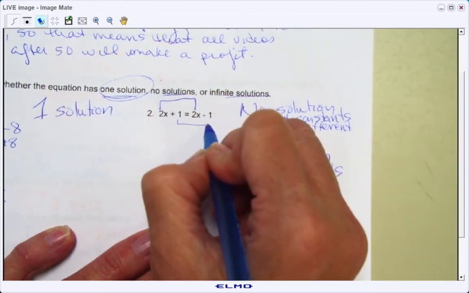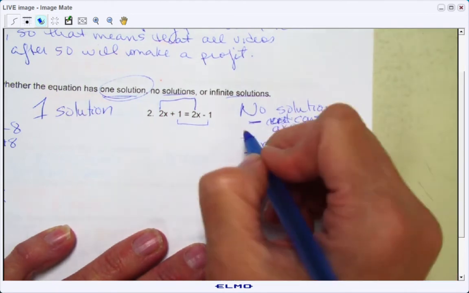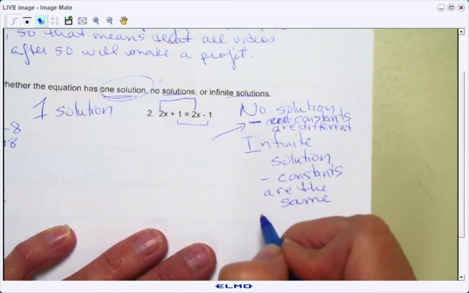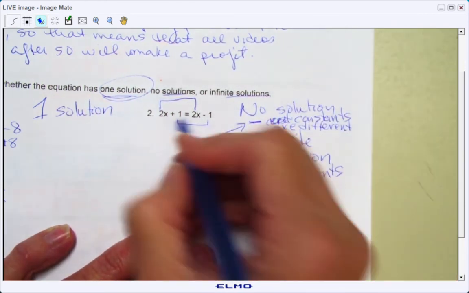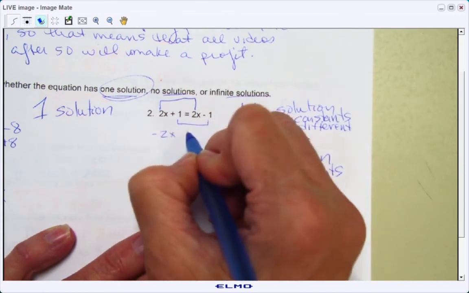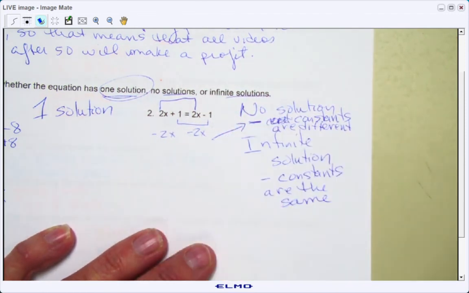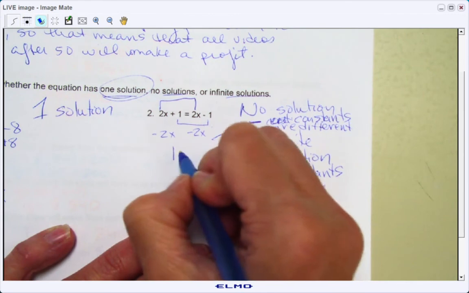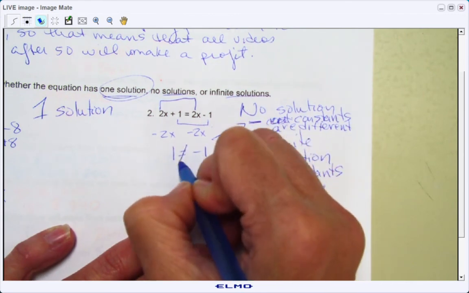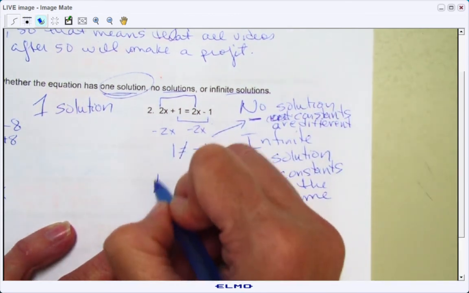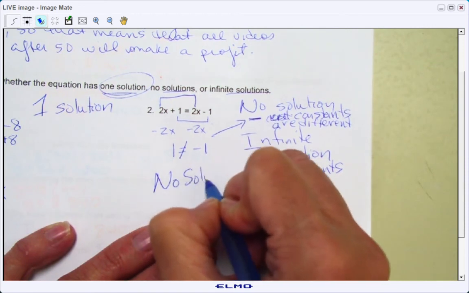I look at my constants, these two are different. So that means it's going to be no solution. But I can still solve it to make sure that it's true. So I subtract 2x from both sides, I get 1 equals -1. That's not true. So it's no solution.